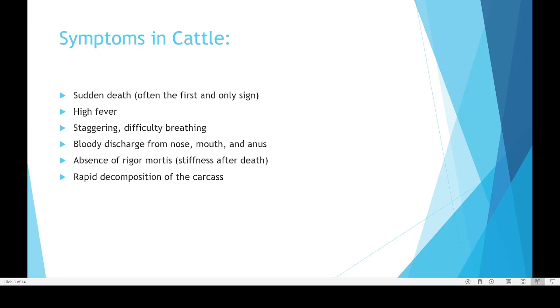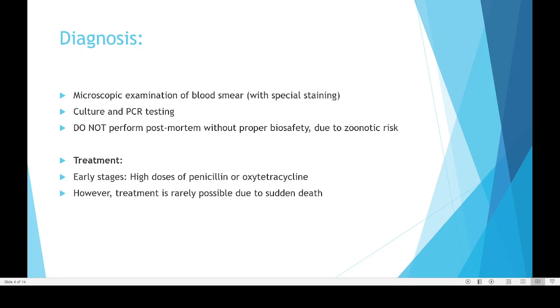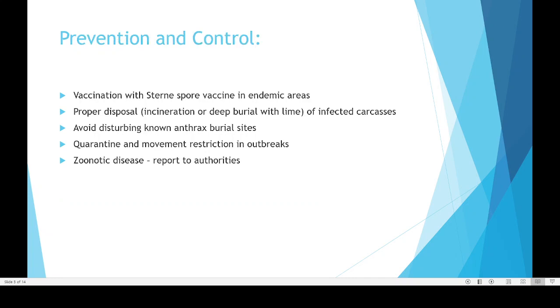Unless we know that there is a possibility of anthrax affecting the cow, and we are giving precautionary treatment, we may not be aware that the cow had a problem called anthrax. So treatment is rarely possible due to sudden death. Vaccination with the Sterne vaccine in endemic areas is one way by which we can control it.